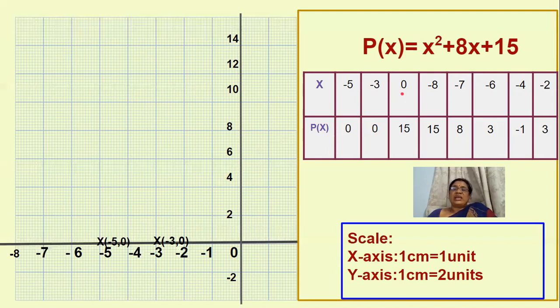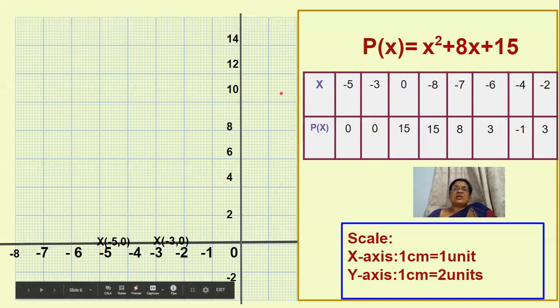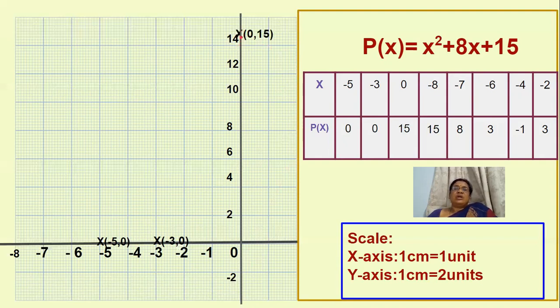And next one, when x is 0, and y is 15. So on y-axis, we'll get somewhere here. Yes, this is 14. This is 14, no? And 14, and this is 16, in between number. So 15 will be here. This is 1 point. 1, 2, 3, 3 points over.